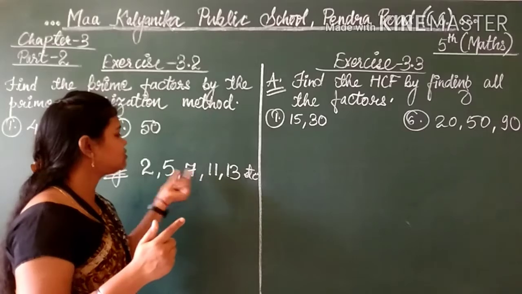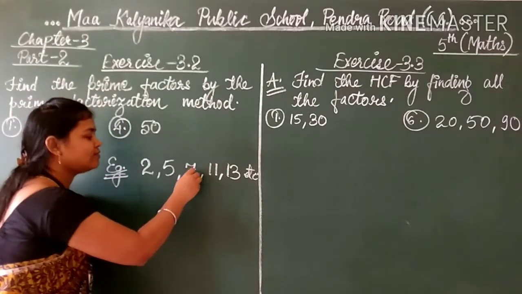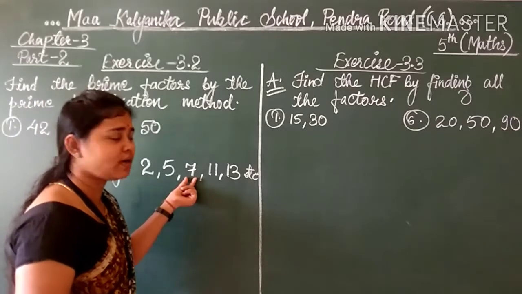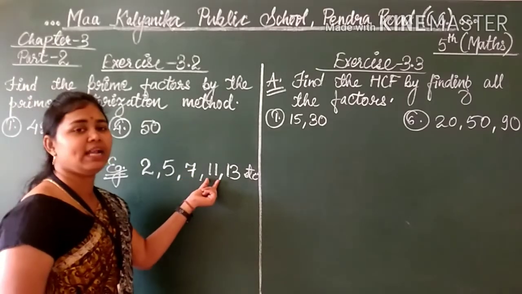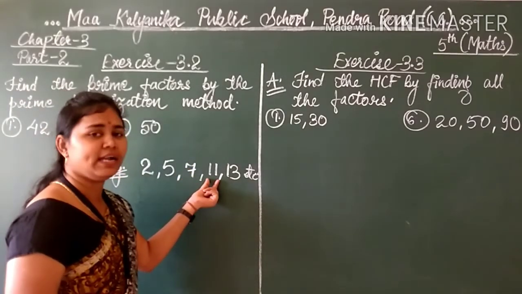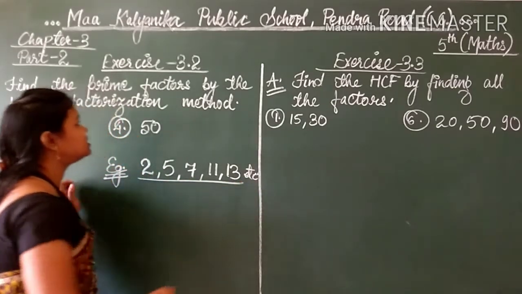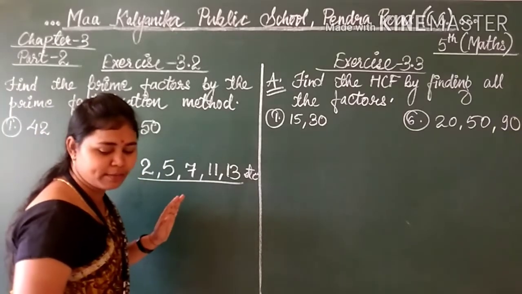Then 7. Of course 1 can divide all the numbers. But now 7. Along with the number 7, the rest of the numbers are not there which can divide 7. In the same way, 11 is not coming in any other number's table. So in this way students, these are the prime numbers.